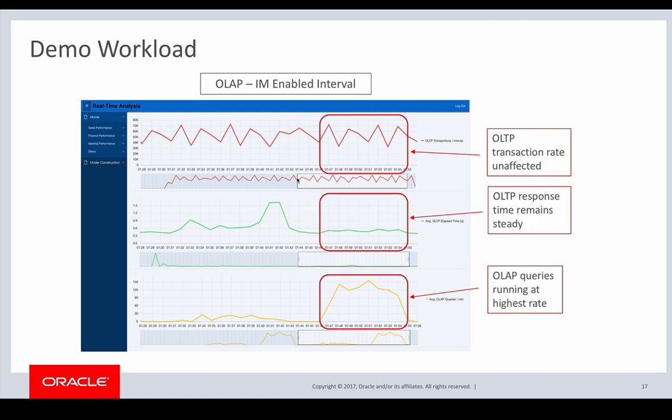And in the final screen, we see the OLAP period with database in-memory enabled. And this shows that the OLTP response time now stays steady and does not degrade. And we see that many more OLAP queries can be run than could be run without in-memory enabled.